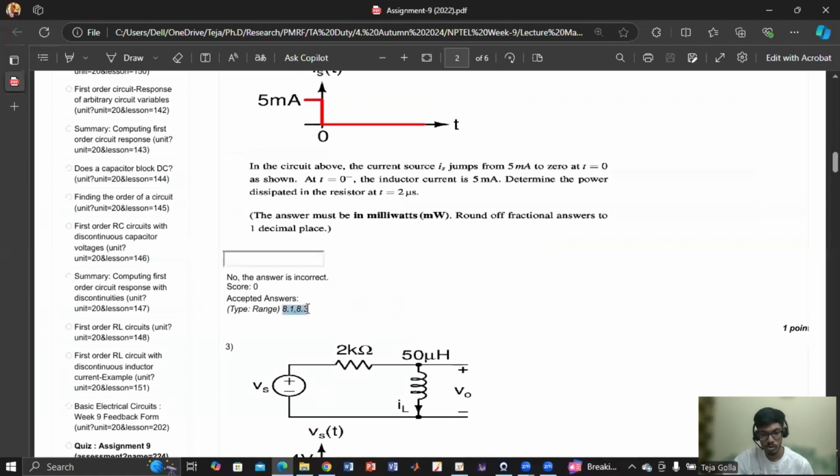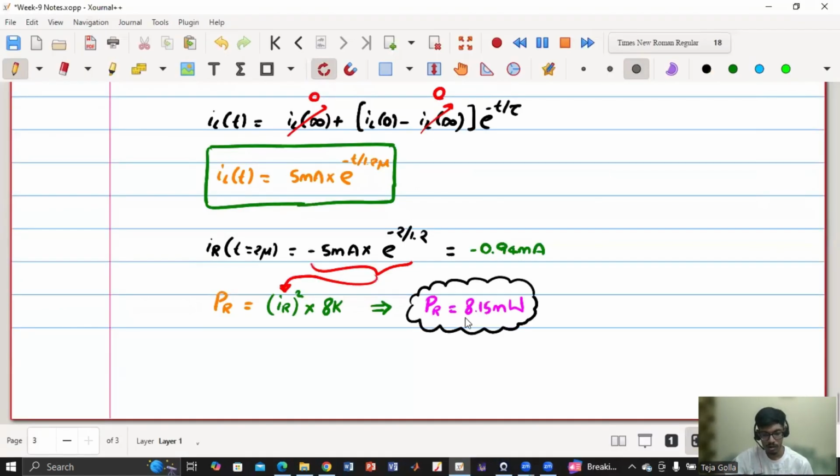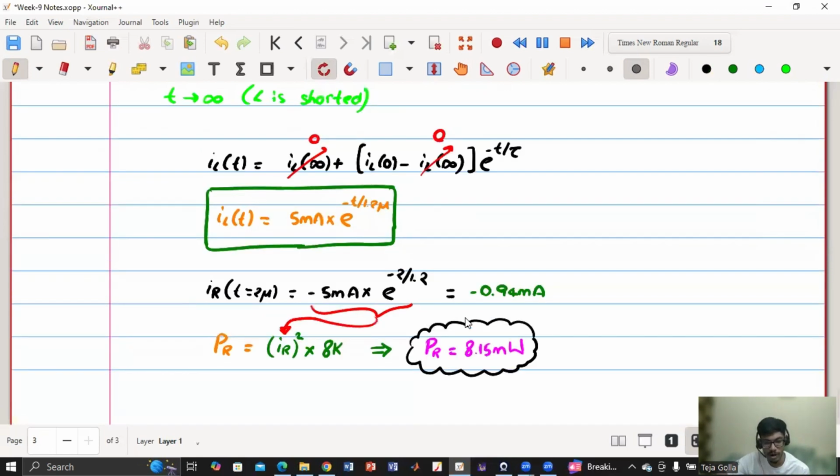It's 7.22. Roshan Ghosh is saying 7.22. I'm not sure whether it is the case with everyone. How much are you getting? 7 point something. Sorry, sir. It's minus 0.94, sir. Okay, and IR is correct, sir. Okay, and then multiplying with 8K, you are getting 8.15. Not 8.15.